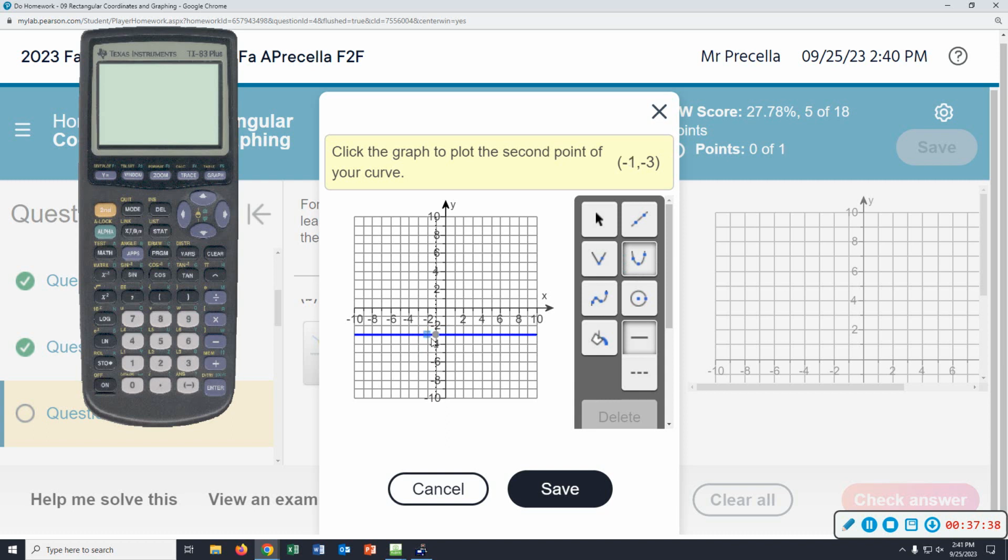0, negative 7. Is that it? No, that's not it. Move over one more. Is that it? And the last point. Now notice at this point, notice what it's doing. As I move my cursor around, it's drawing every possible parabola that you could possibly have that contains those 2 points. But what's the third point? 2, negative 3, is that it?